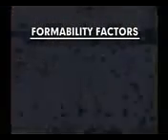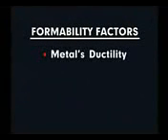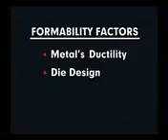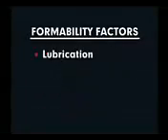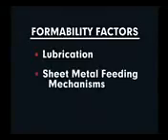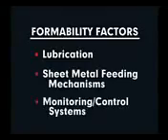Those include the ductility of the metal, the die design, the stamping press, press speed, lubrication, the sheet metal feeding mechanisms, and monitoring systems and controls which safeguard and synchronize the operation. Because of these various factors, formability differs from one part or operation to the next.